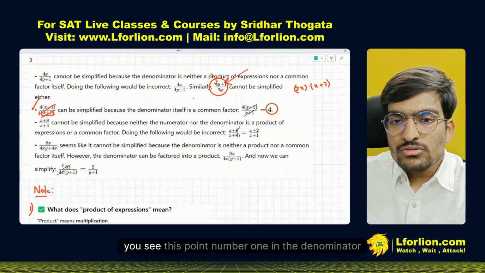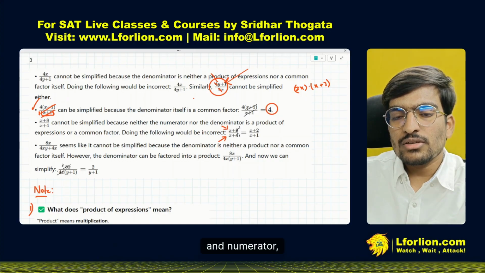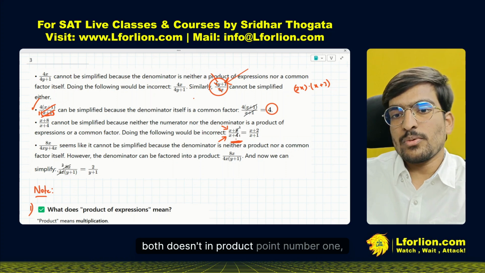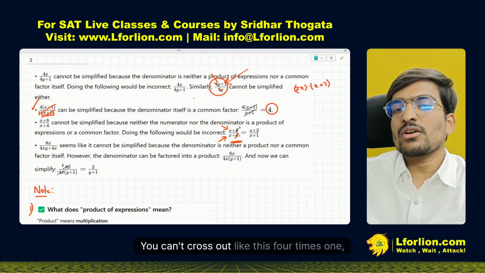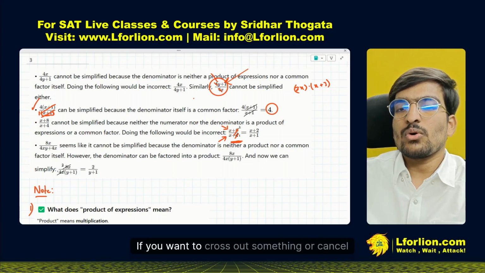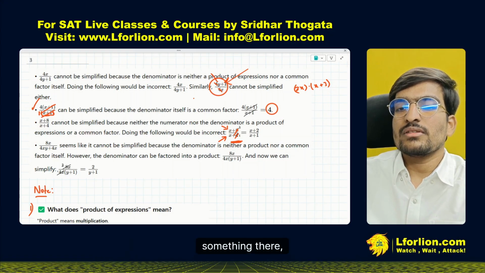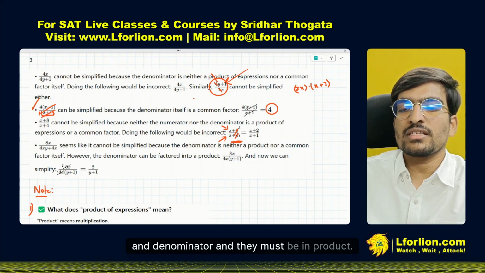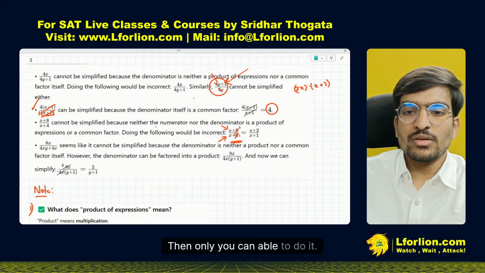And you see this, point number 1: the numerator and denominator of this expression are both not in product. Point number 2: you can't cross out like this, 4 times 1, 4 times 2. No, you can't do that. That doesn't work. If you want to cross out or cancel something, there must be something common in both numerator and denominator, and they must be in product. Then only you are able to do it.